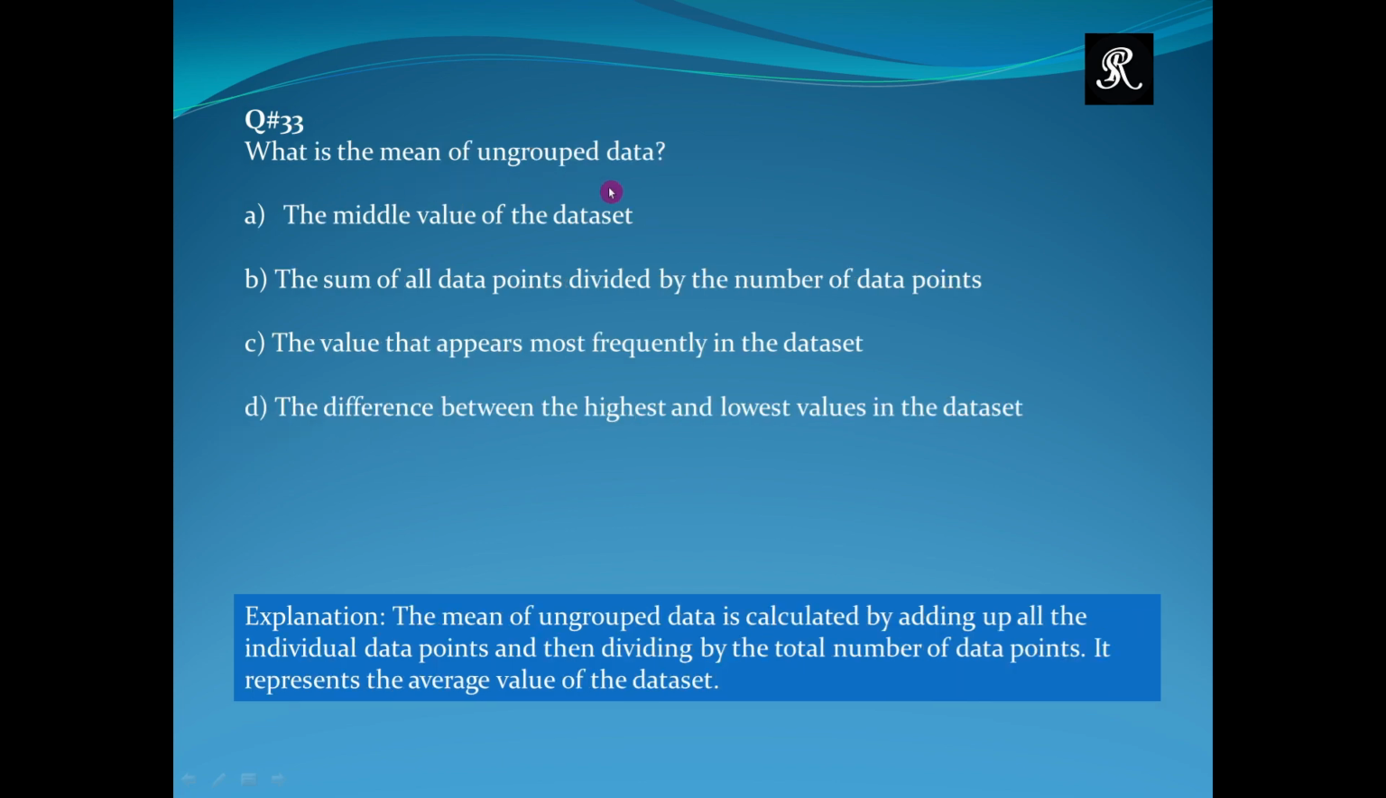What is the mean of ungrouped data? The middle value of a data set, the sum of all data points divided by the number of data points, the value that appears most frequently in a data set, the difference between the highest and lowest values in a data set. The right option is option B, the sum of all data points divided by the number of data points.